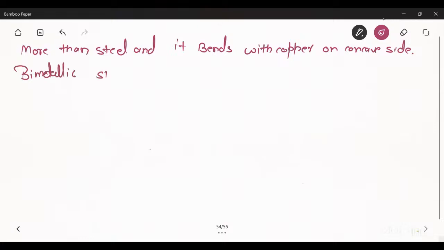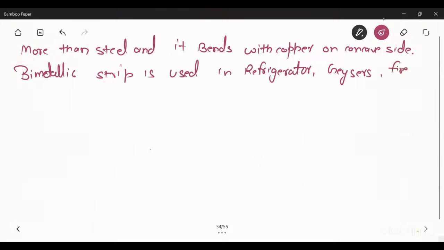A bimetallic strip is used in refrigerators, geysers, fire alarms, etc.